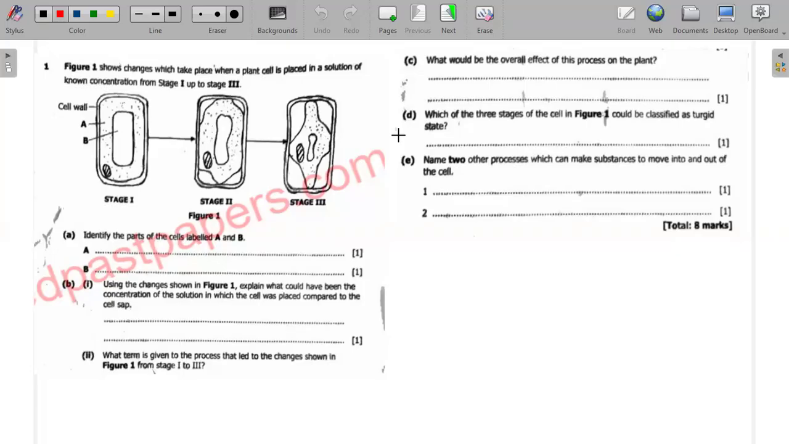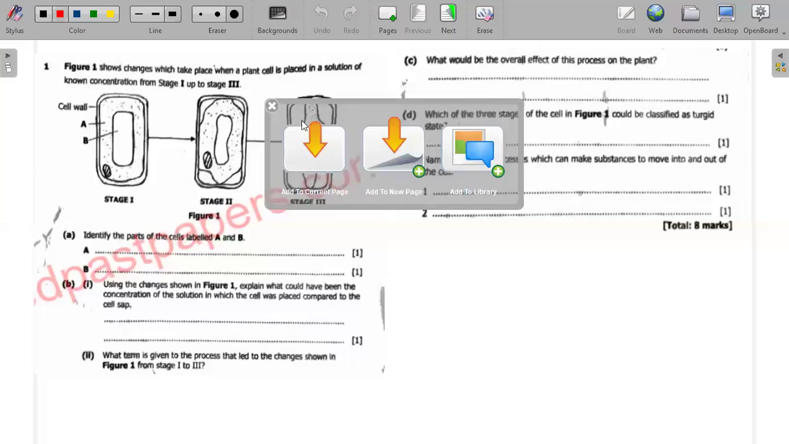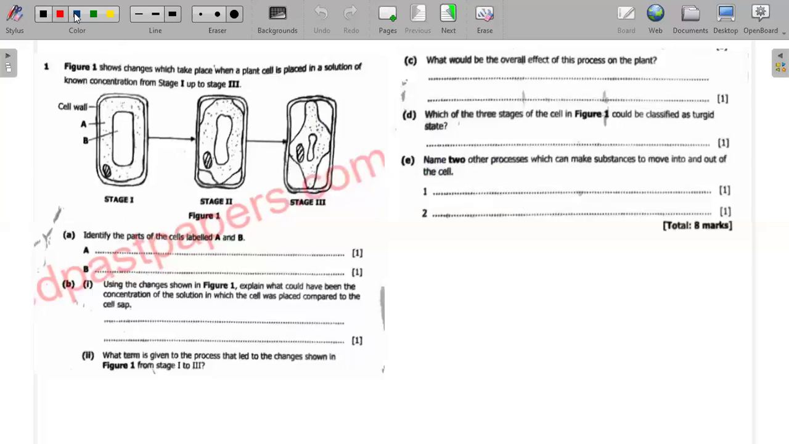The question says, figure 1 shows changes which take place when a plant is placed in a solution of non-concentration from stage 1 up to stage 3. So it shows us the stages that are there, from stage 1 to stage 3. So they're telling us part A to identify the parts of the plant labeled A and B.